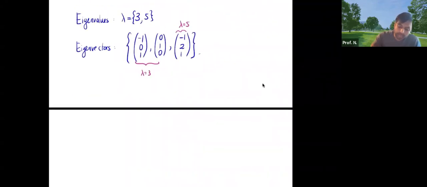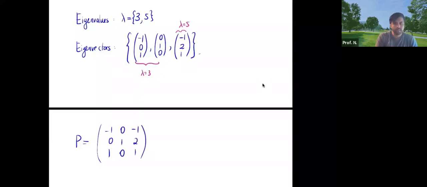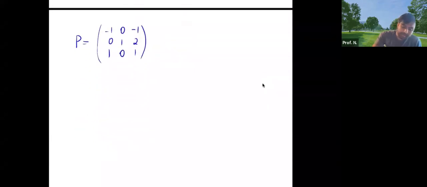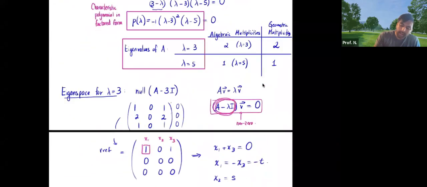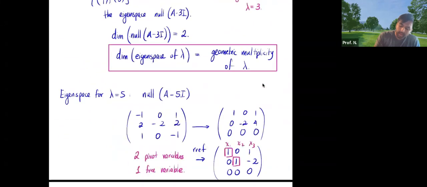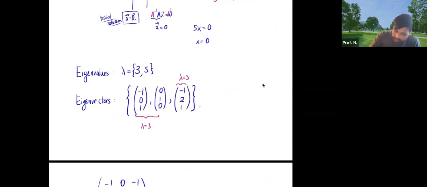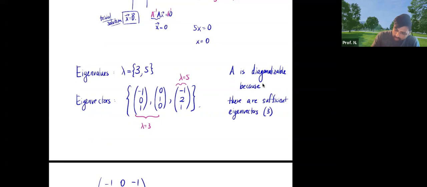So then we can create a matrix now called P, and P is going to have the eigenvectors along the columns. So this is negative 1, 0, 1. This is 0, 1, 0. And this is negative 1, 2, 1. If it's diagonalizable, right? A is diagonalizable because there are sufficient eigenvectors, which is a total of 3 that we needed.